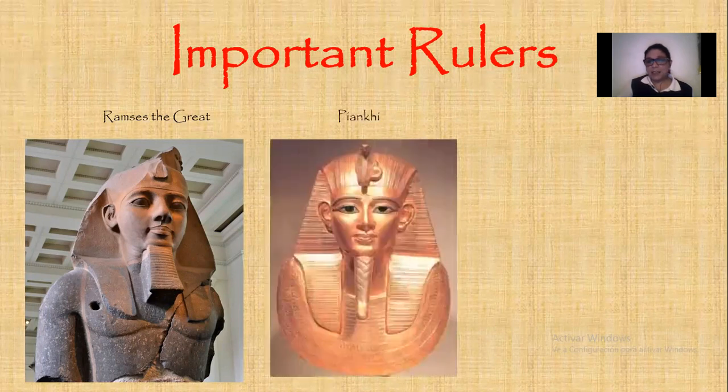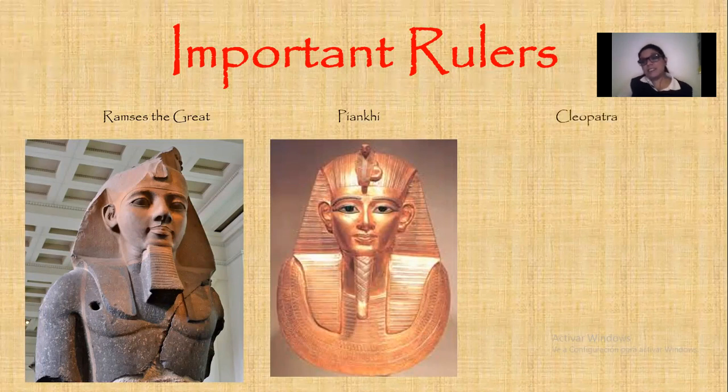This is Pianki. Pianki was a warrior, okay? But one day, he said that God, the God he believed in, told him that he was supposed to be the ruler of Egypt. So he established himself, and many people thought he was crazy.